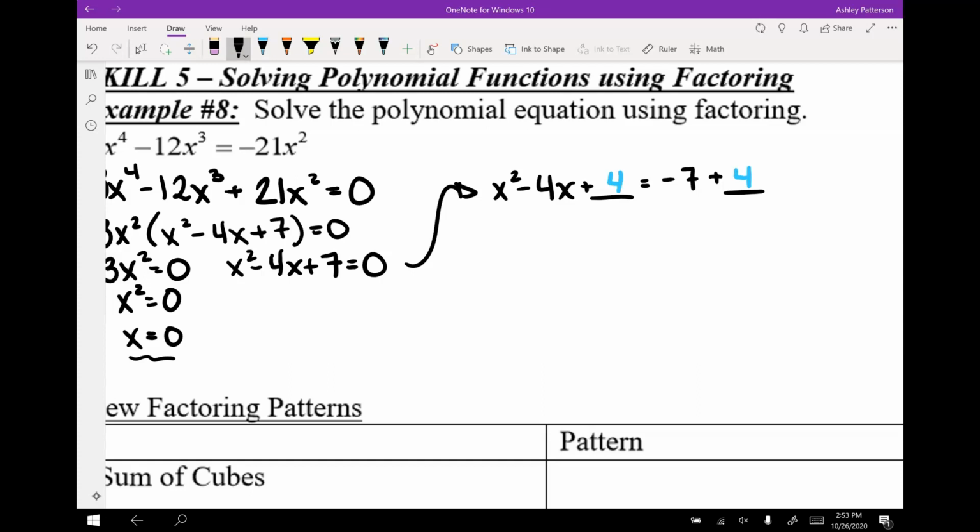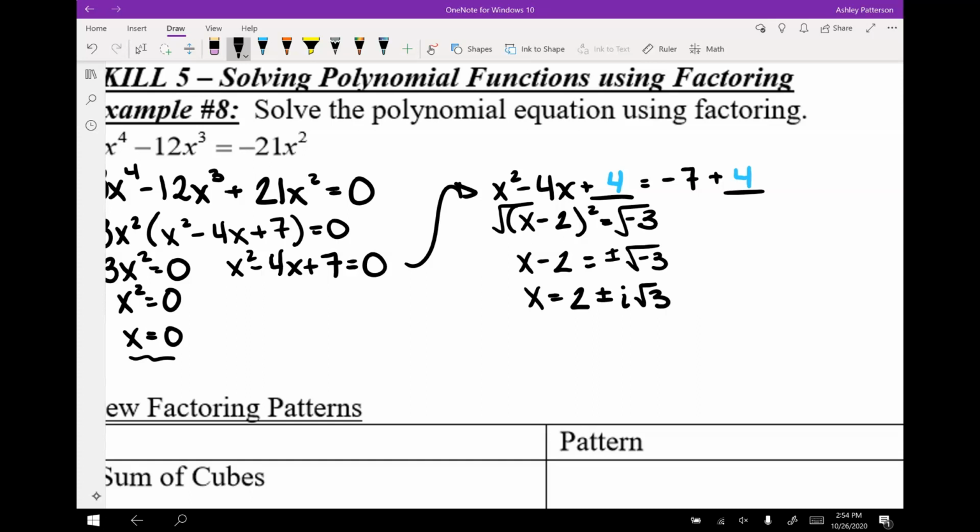Then we can factor this perfect square trinomial to be x minus 2 squared, because that is half the middle term, equal to negative 3. Then x minus 2 is equal to plus or minus the square root of negative 3. Let's keep solving for the imaginary. It doesn't say to solve under the real number system, so that's okay. x is equal to 2 plus or minus i root 3. So our answers are 0 and 2 plus or minus i root 3.